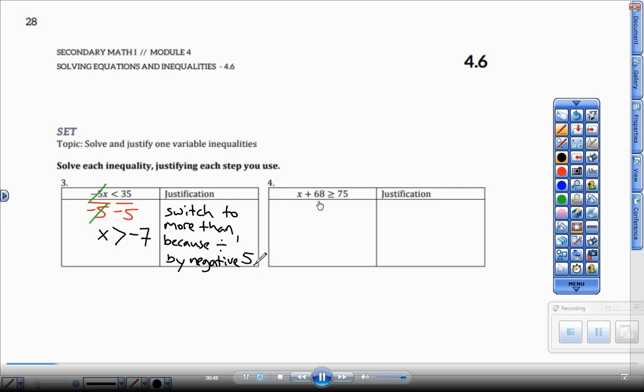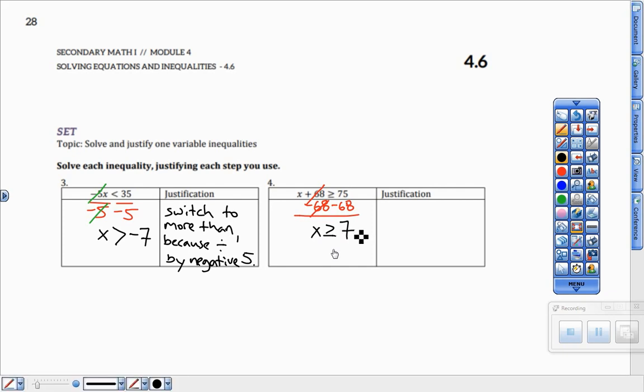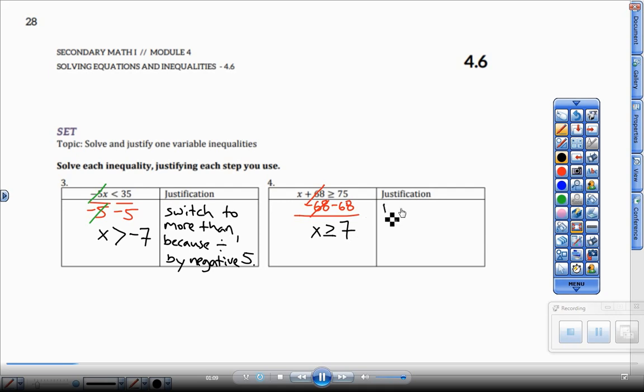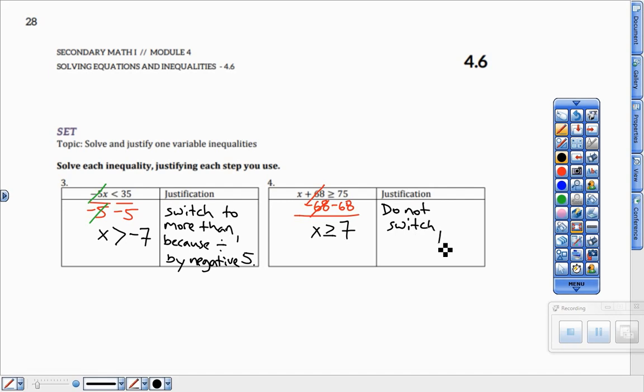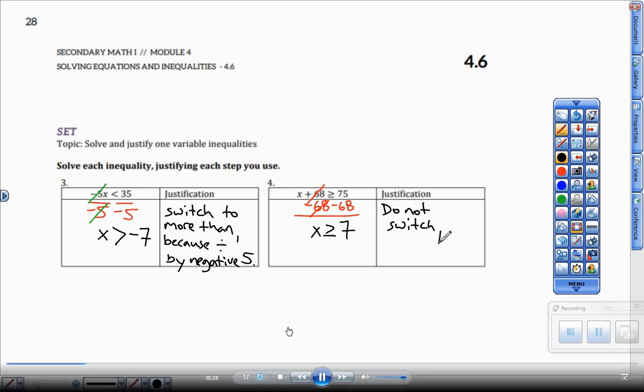Okay, this problem right here, I'm just subtracting 68. That -68 does nothing to the original inequality. It's going to stay in that more than or equal to direction. 75 minus 68 is going to give me 7. That justification, do not switch because you did not divide by a negative number. All right, let's keep going.